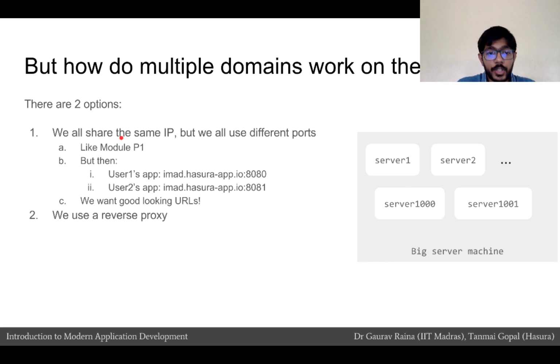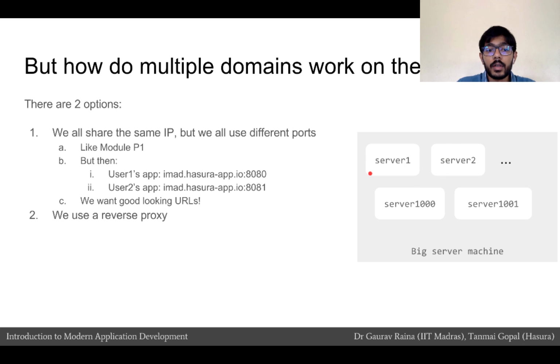There are two ways to achieve this. The first way is what we covered in an earlier practical module, when we used two web servers on the same computer and ran them on different ports. So the option here is that we can have a big server machine, and every student's server can run on this machine at different ports.